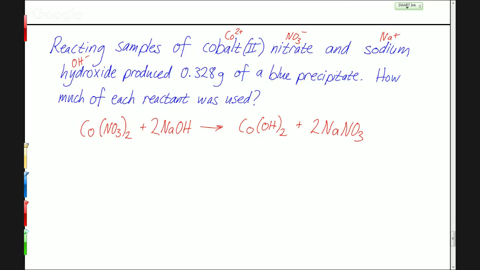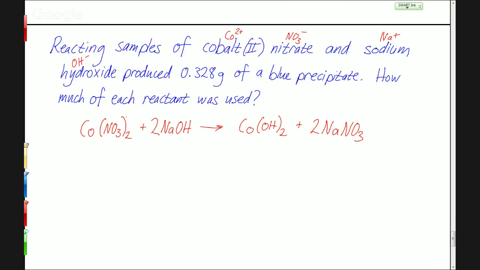Now we can go on with the calculation. Now remember, don't get thrown off just because the quantity is of the product rather than the reactant. Any quantity you're given, you can solve any other one the same way with the same calculation. So what is the blue precipitate? Is it cobalt hydroxide or is it sodium nitrate? Sodium. Why? I don't know. Just a guess. Okay, because we added cobalt with sodium.